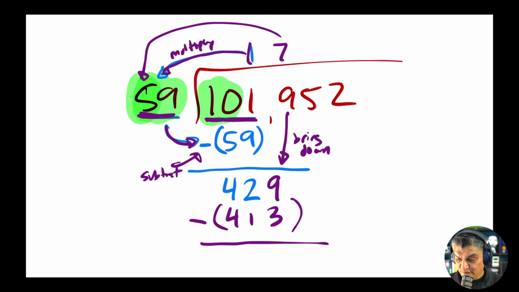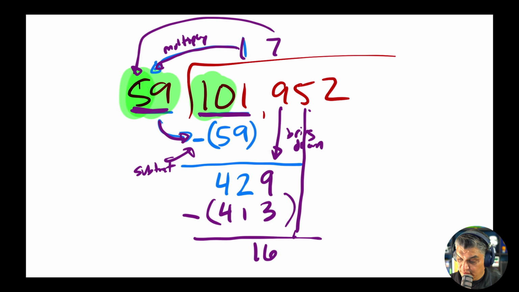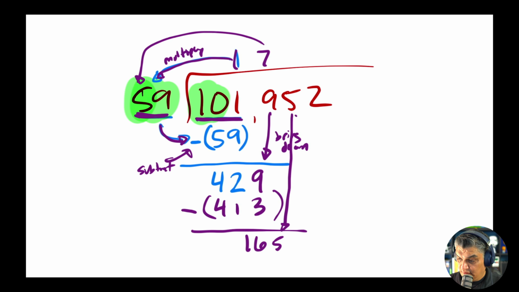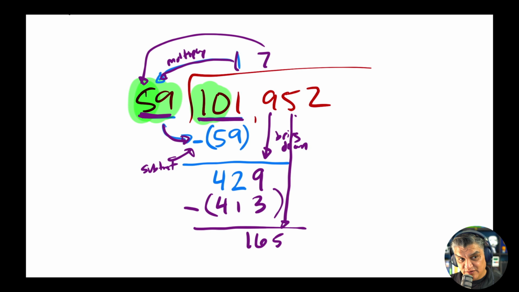And so what's left over? 429 minus 413 is, you got it right, 16. Bring down the next number. Got 165. So 59 goes into 165. How many times? Well, let's try 3. 59 times 3 is 177. It's too much. So 59 times 2, we did that before. 59 times 2 is 118.